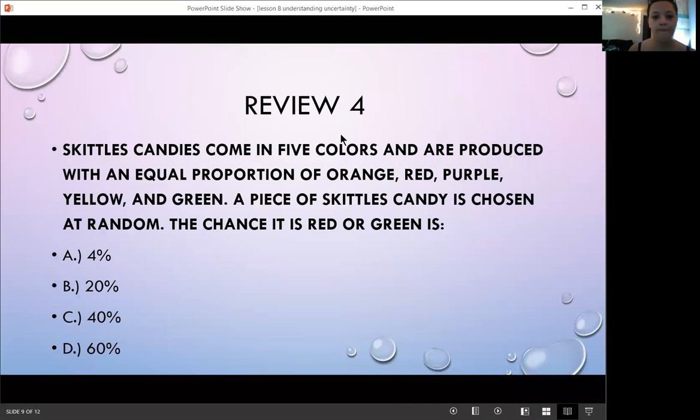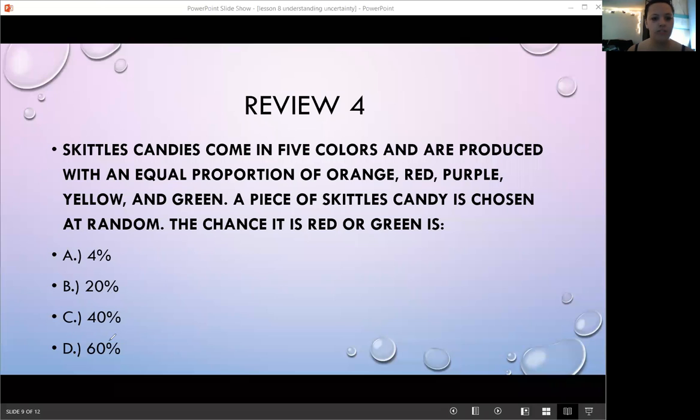All right, great. All right, so for our 4th review, we have Skittles candies come in 5 colors and are produced with an equal proportion of orange, red, purple, yellow, and green. A piece of Skittles candy is chosen at random. The chance that it is red or green is going to be what? Let's go ahead and try this one out.